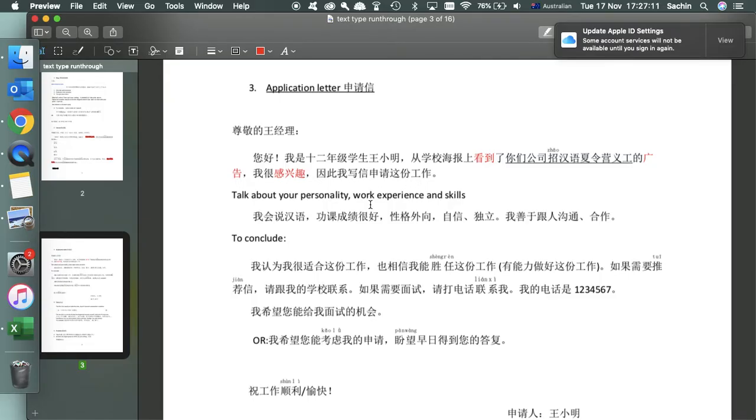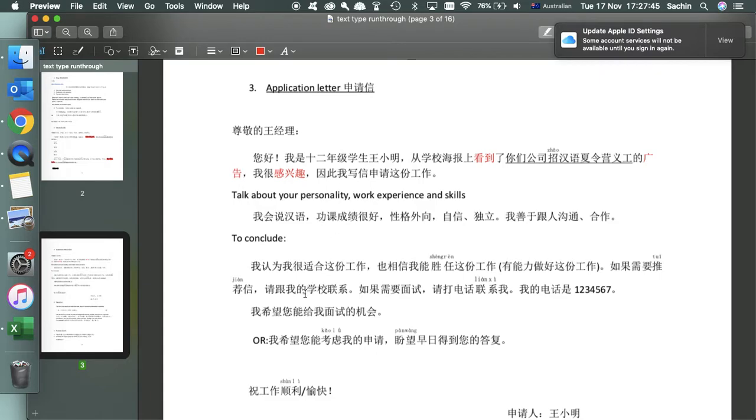And then for your next paragraph or so, you talk about your personality, work experience, and skills. So why would you be a good applicant? And normally the IB wants you to comment about how you can speak Chinese, how you are a hardworking student, you're good with communication, you're confident, and you're cooperative with other people. That's usually what they want you to state in your application letter.